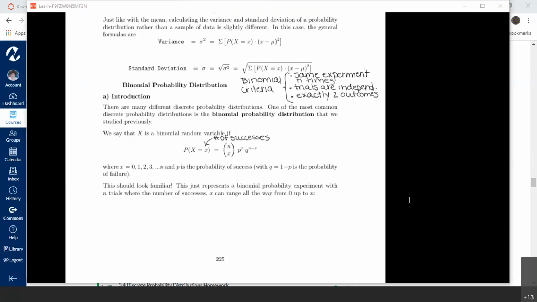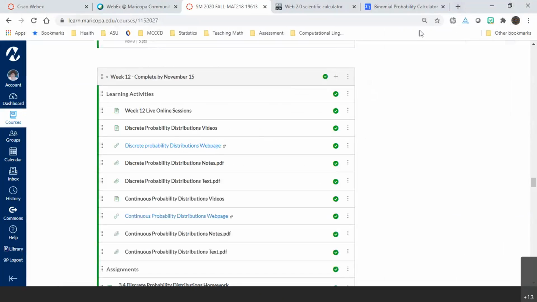So again, here's the binomial formula that you can use, but you can also use binomPDF or binomCDF on the TI, or you can actually use the binomial calculator I embedded in our course. On the TI, this is in your distributions menu. And let me just show you over here where it is in our course.